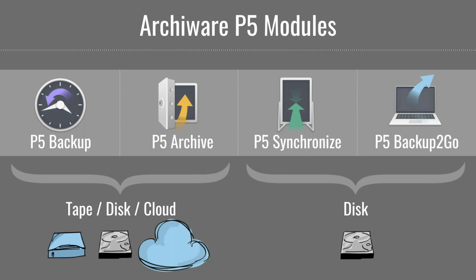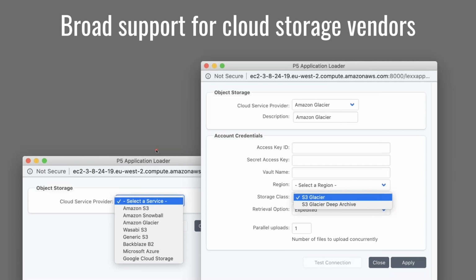Moving right along, many of you will already know that Archiware consists of four different modules: P5 Backup, P5 Archive, Synchronize, and Backup to Go. It's P5 Backup and P5 Archive, the two on the left-hand side, that write to pools and volumes, which can be created on disk, tape, or cloud. So it's the cloud stuff that we're going to be looking at today. It is possible to use Synchronize a little bit with cloud. I'll talk maybe about that at the end. Backup to Go is entirely focused around using disk. So it's mostly P5 Backup and P5 Archive that we're interested in today with cloud storage.